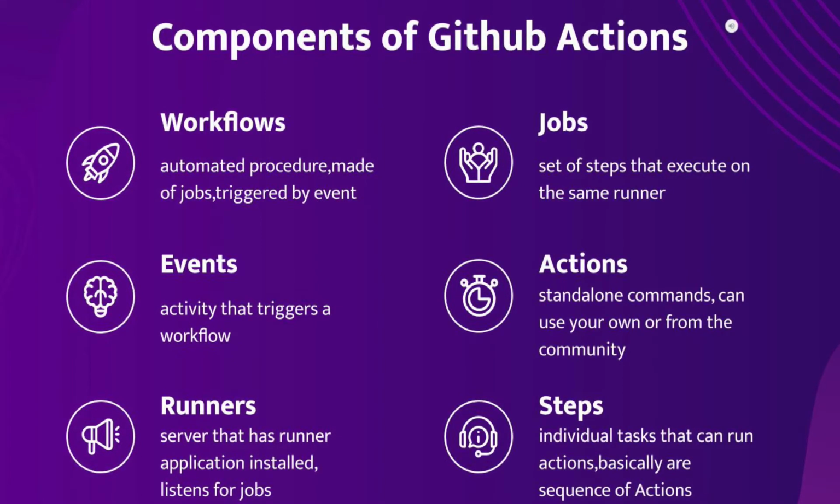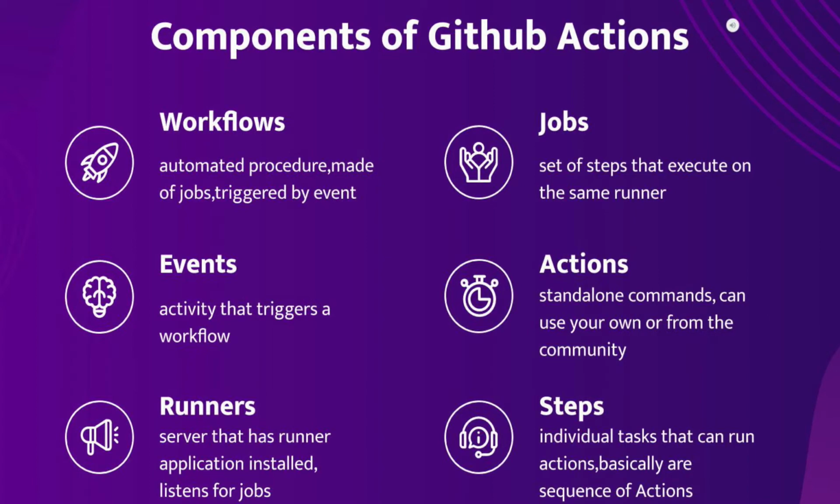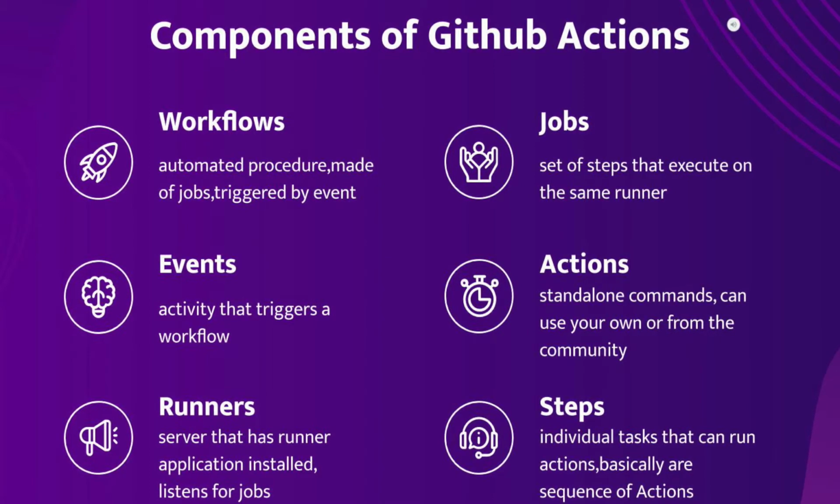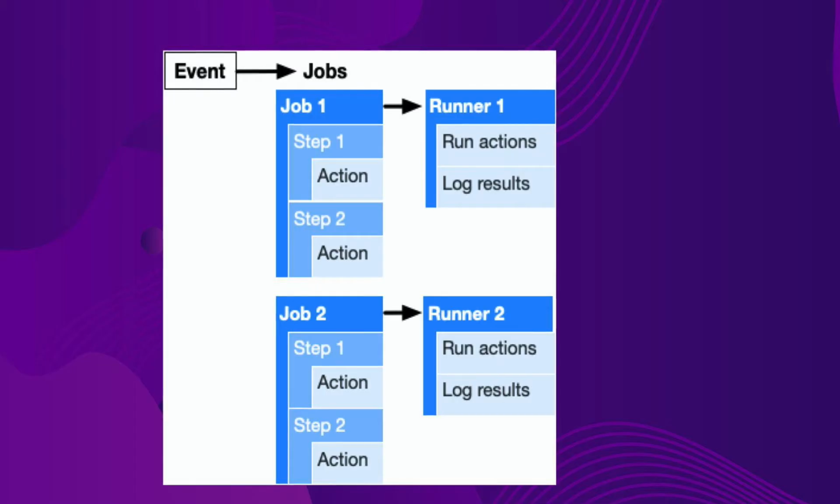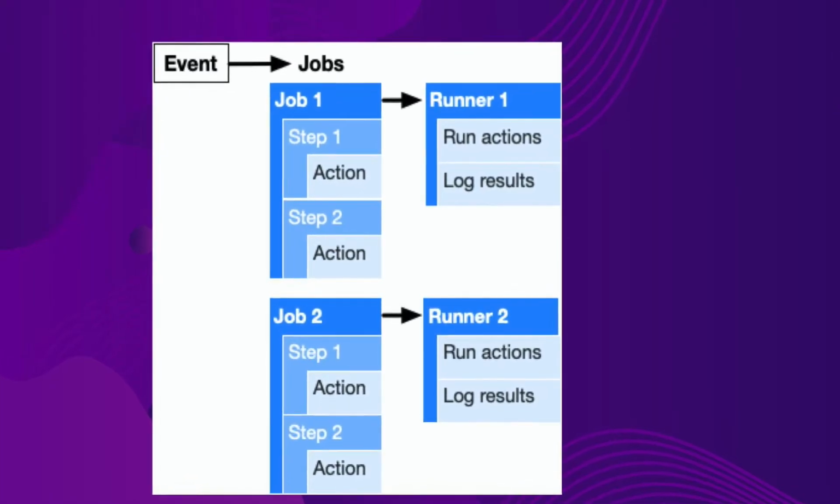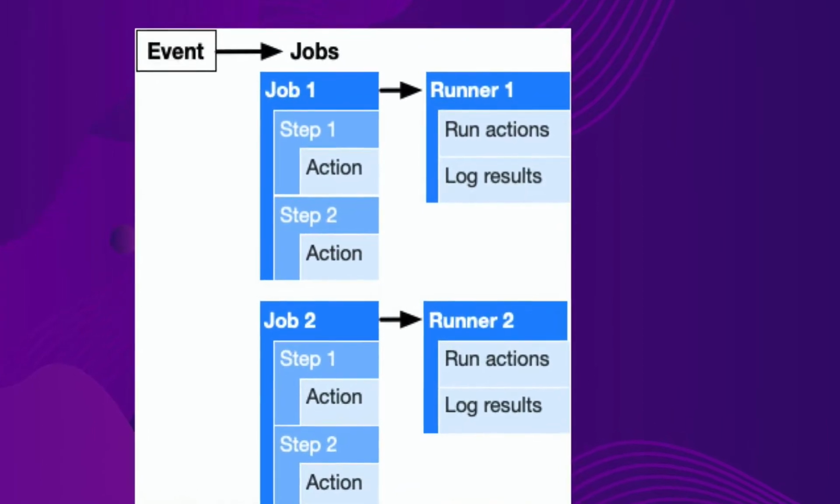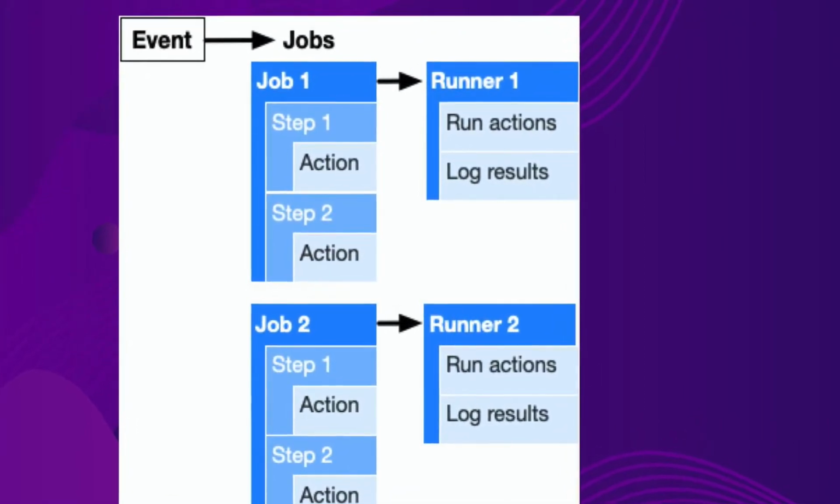Actions are standalone commands that are combined into steps to create a job. Actions are the smallest portable building block of a workflow. You can create your own actions or use actions created by the GitHub community. To use an action in a workflow, you must include it as a step. You can also find actions available in the marketplace. Please take a look at this diagram. It shows how the components interact with each other.